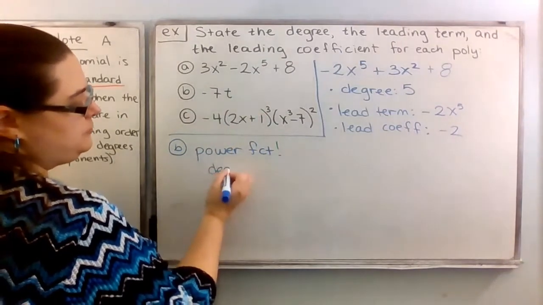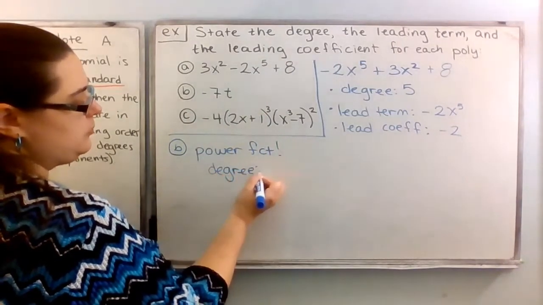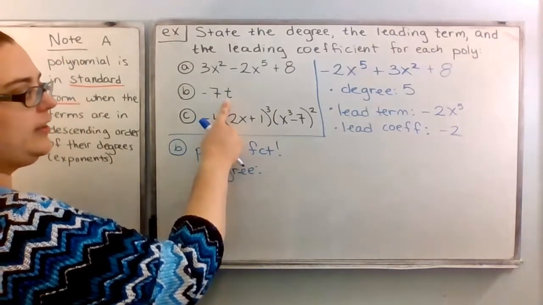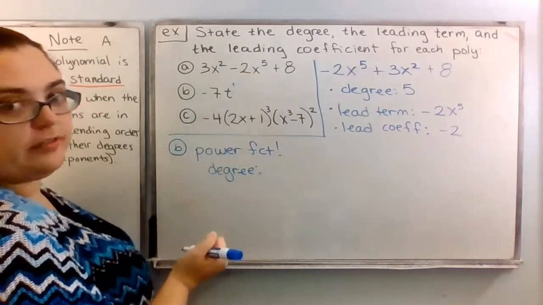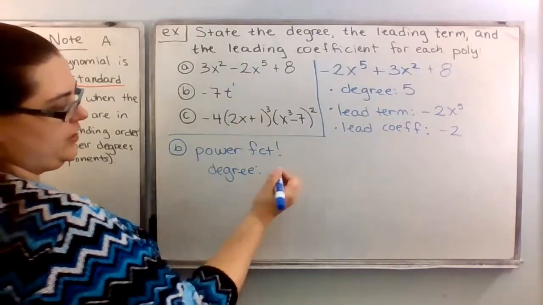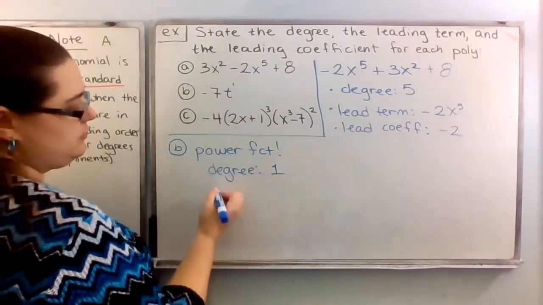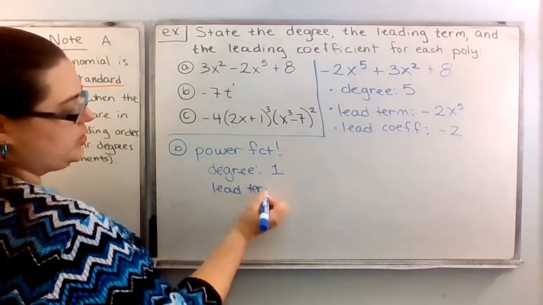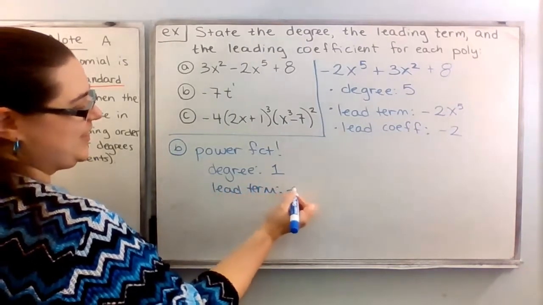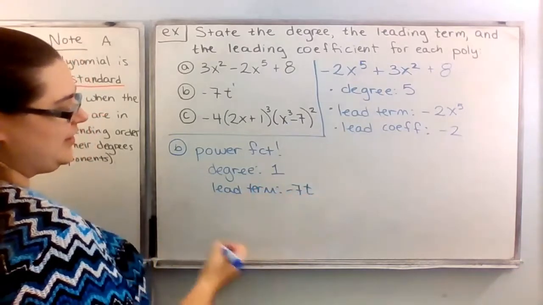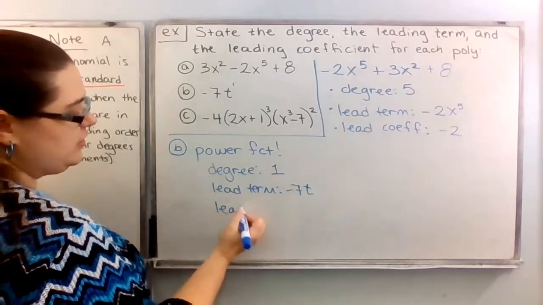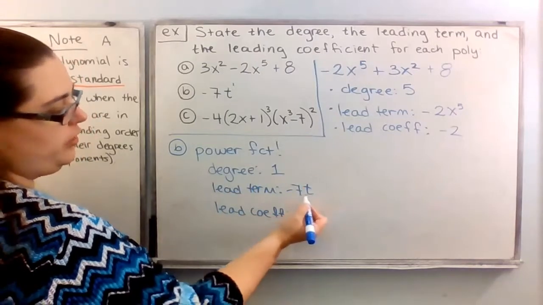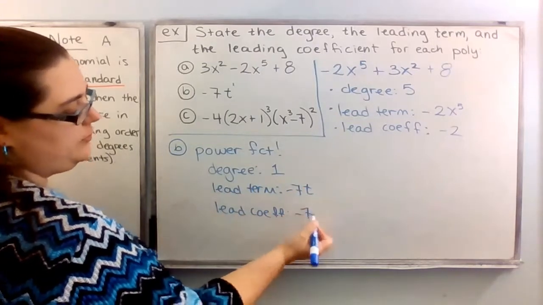For the degree, when you have a value that has no exponent written on it, there's secretly an exponent of 1. So that means the degree of this term is a 1. The leading term is the only term we have. So that's going to be -7t. And the leading coefficient is the coefficient. So that's going to be the -7.